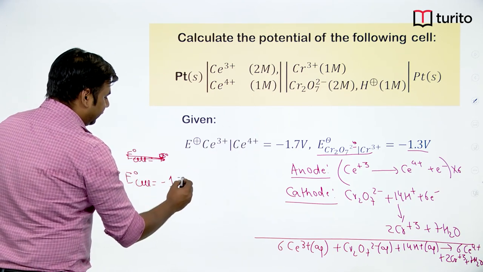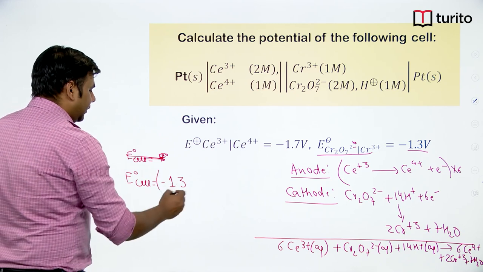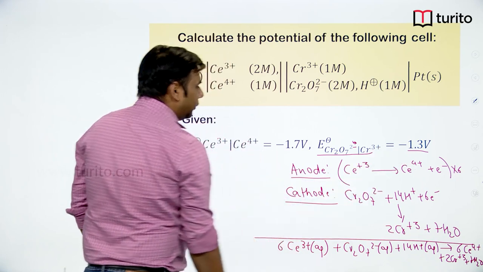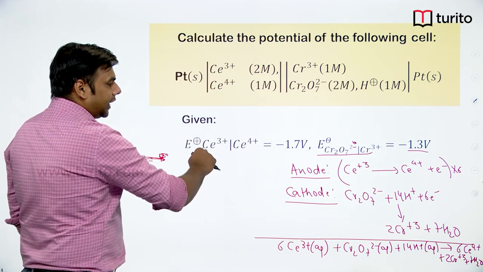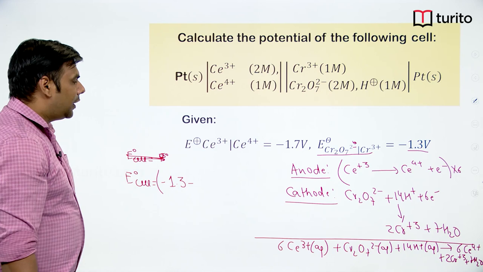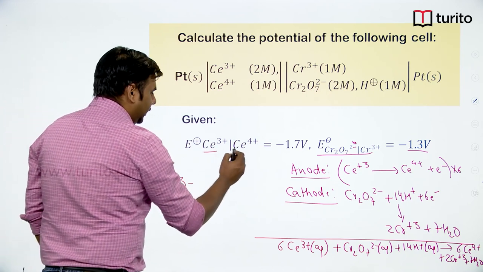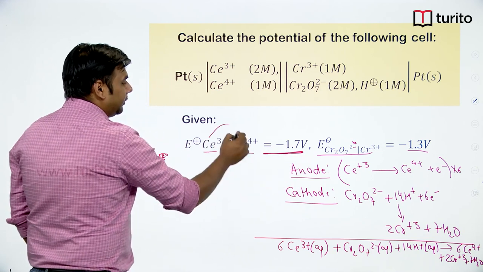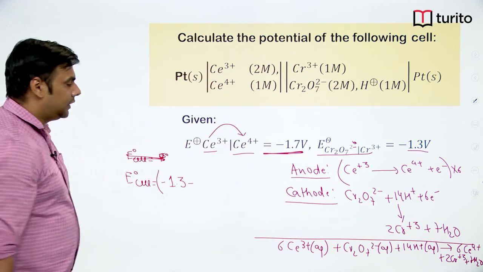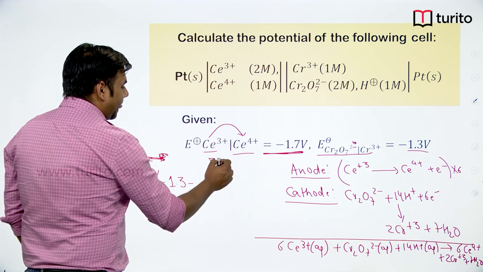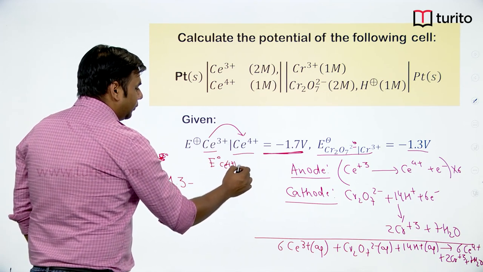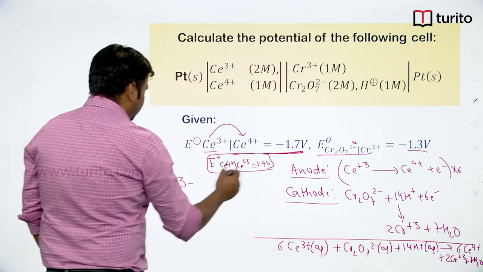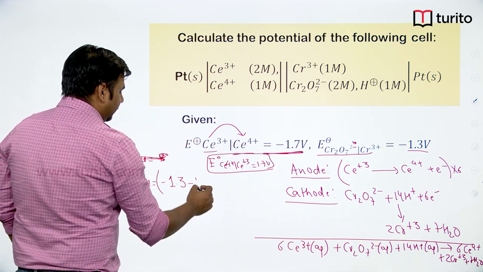So this is basically minus 1.3, minus the reduction potential of anode. So the reduction potential of anode would be, this has been given as plus 1.7, because you have to just observe, this is the oxidation potential. Cerium 3 plus is getting oxidized into cerium 4 plus. So in this case, the reduction potential of cerium 4 plus would be the negative of this. So this is 1.7 volt. So you have to just write this as 1.7.